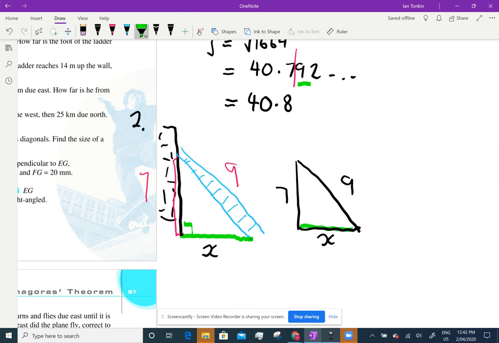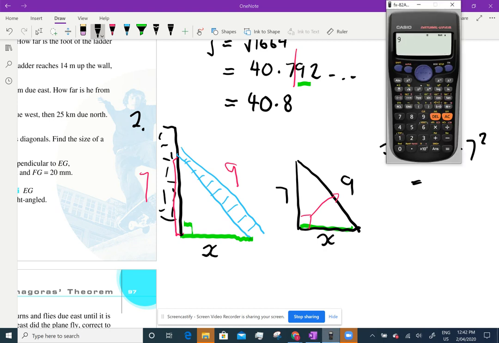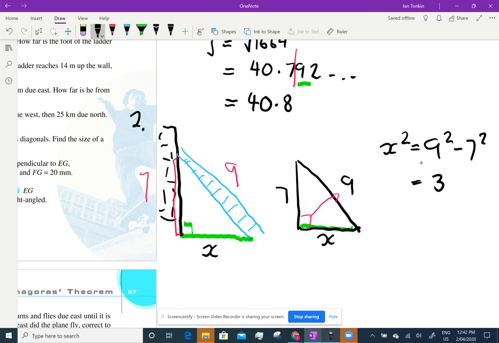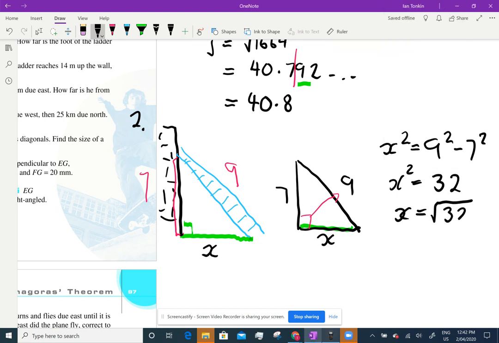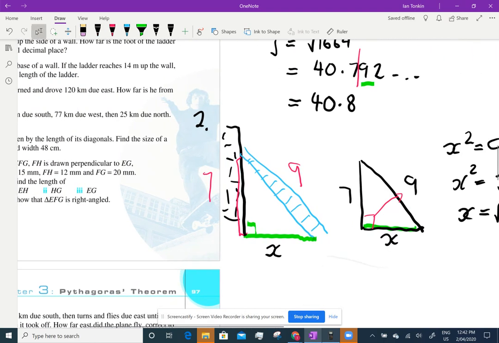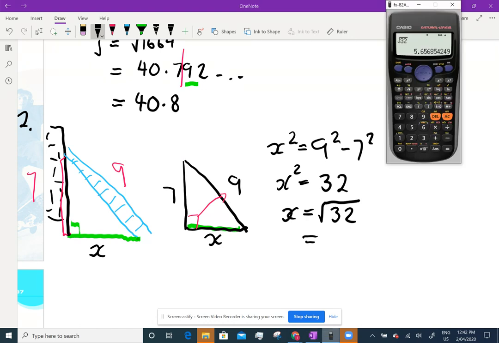And I've got to find this side. The right angle is here, so the hypotenuse is opposite. So I'm finding a short side. So I'm going to subtract. x squared equals 9 squared minus 7 squared. Again, straight to your calculator. 9 squared minus 7 squared, 32. That's what x squared equals. To find x, I've got to square root. Again, calculator, square root 32. 5.65, I don't know how many decimal places I've got to go to yet. I'm going to write square root 32. Over here, I'm going to look at the question, 1 decimal place. What was it again? 5.65.